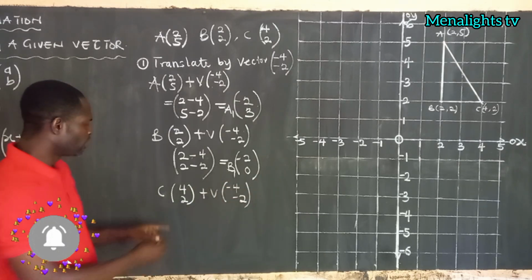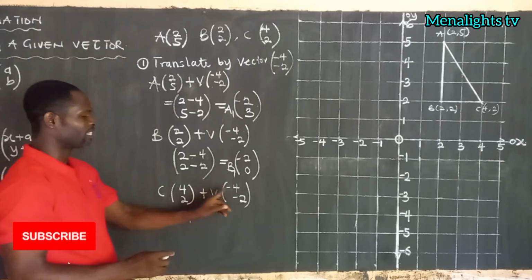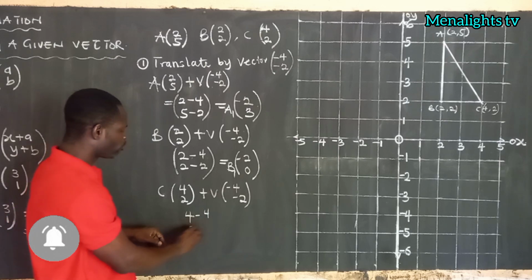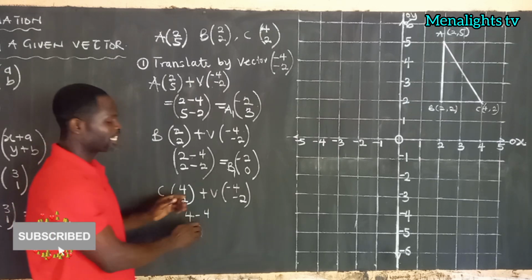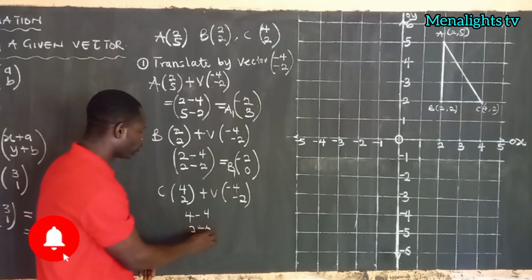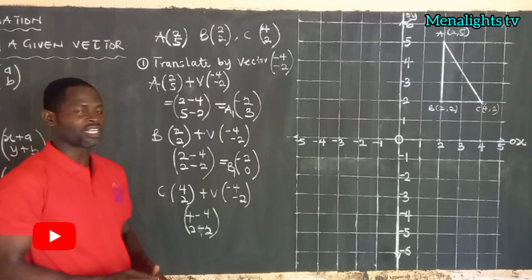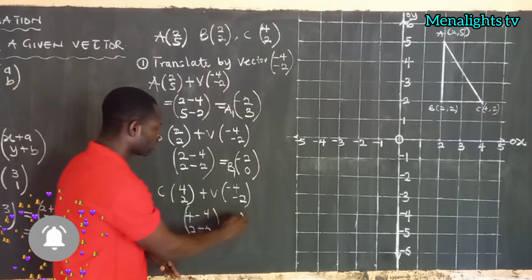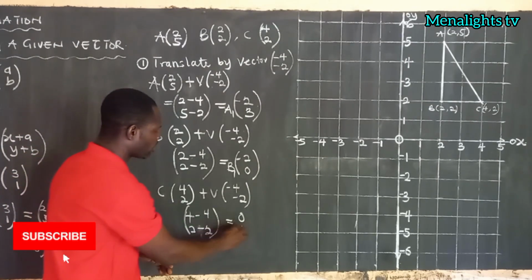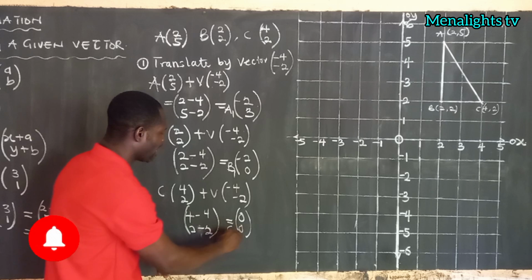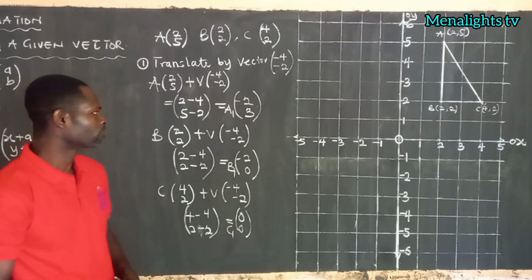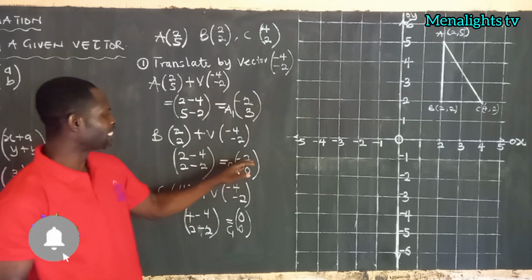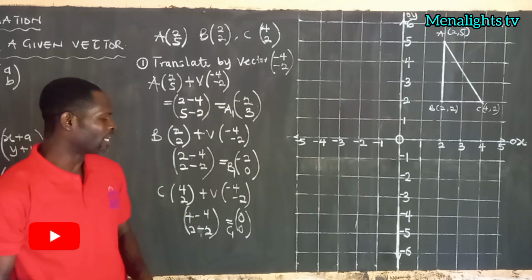Then come to C, which is (4, 2), plus the vector (-4, -2). So what we have is 4 plus -4 will give us 4 minus 4. Then 2 plus -2 is the same as 2 minus 2. Then 4 minus 4 will give us 0, and 2 minus 2 will also give us 0. So that means our C1 is (0, 0). So we have A1 (-2, 3), B1 (-2, 0), and then C1 (0, 0).